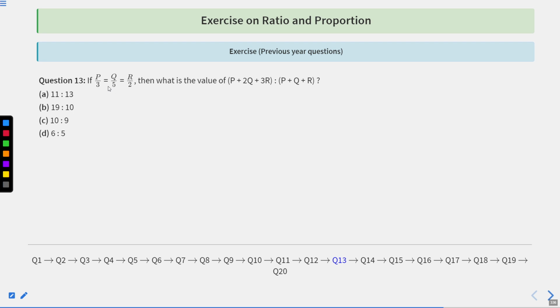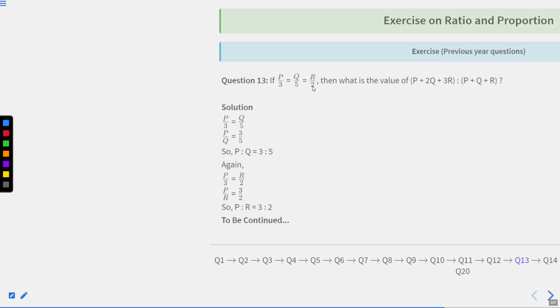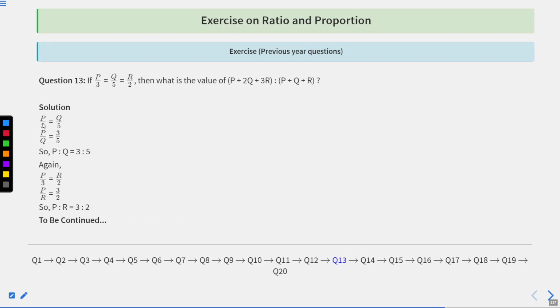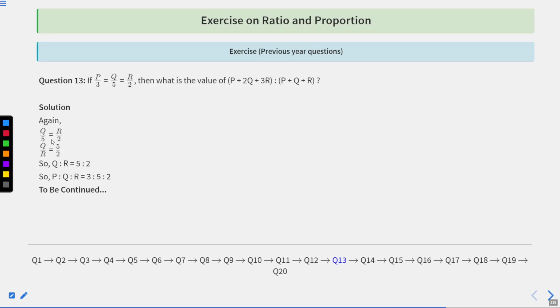Now in question number 13, if P upon 3 equal to Q upon 5 equal to R upon 2, then what is the value of P plus 2Q plus 3R is to P plus Q plus R? So here P upon 3 equal to Q upon 5, so P to Q will be 3:5. Again, P upon 3 equal to R upon 2, that means P is to R will be 3:2. And Q upon 5 equal to R upon 2, so Q is to R will be 5:2. Therefore, P is to Q is to R will be 3:5:2.